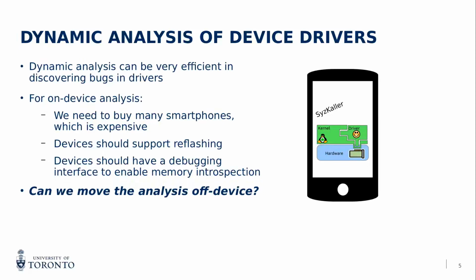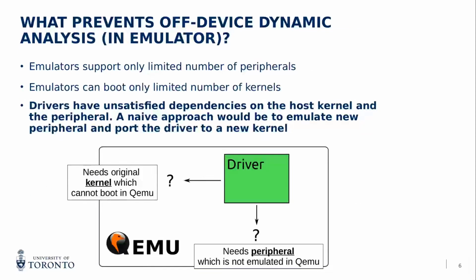And in this work, we ask how can we move the analysis off-device to an emulator. The answer is it is challenging. There are two reasons for that. First, drivers obviously expect to be able to speak to the peripheral while executing. These peripherals are not provided by the current emulators, and adding them is a significant effort by itself. Second, drivers depend on the host kernel on which they were meant to run. But at the same time, very few hardware-specific kernels can boot inside emulators for the very same reason. They expect some specific hardware to be present.